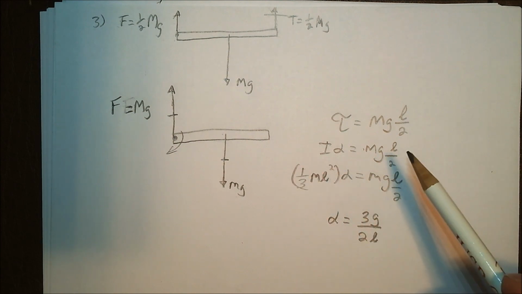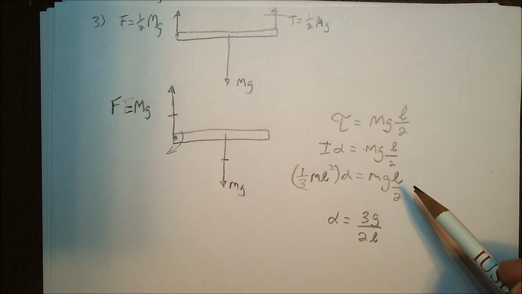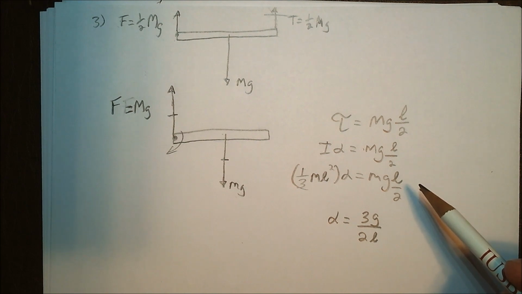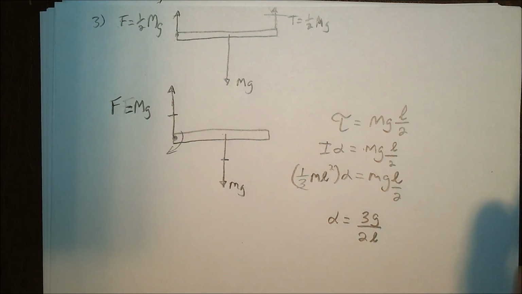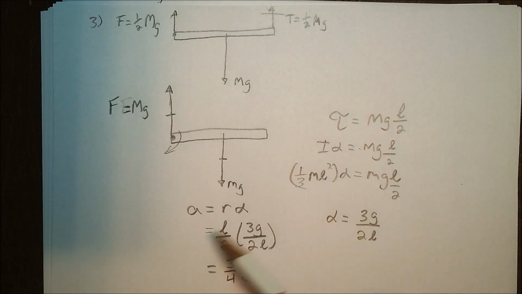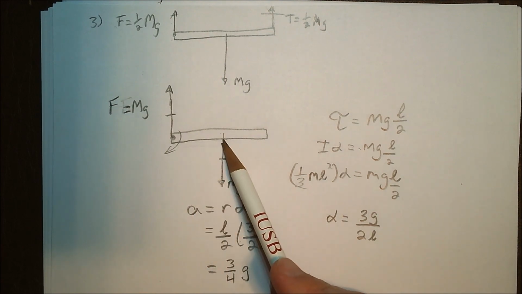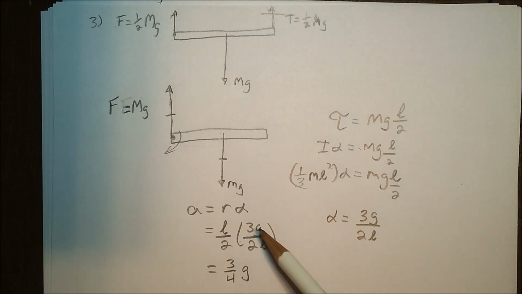Okay. Now we want to find the translational acceleration of that center of mass. So why don't you go ahead and do that if you haven't done it already, and pause the video. Okay, so we can use the equation a equals R alpha. R to the center of mass would be L over 2, and alpha would be 3g over 2L. That's what we found earlier. Simplify, and we get 3/4 of g, and that's solving the problem.